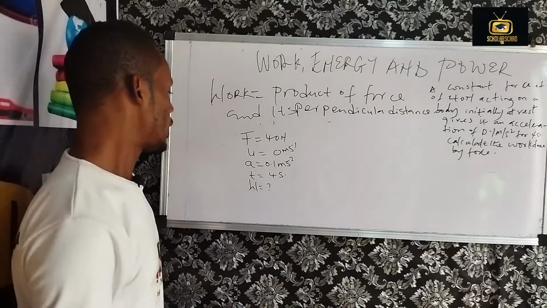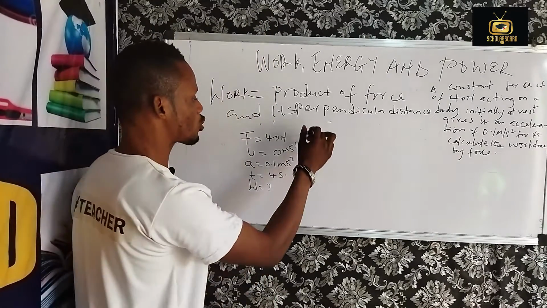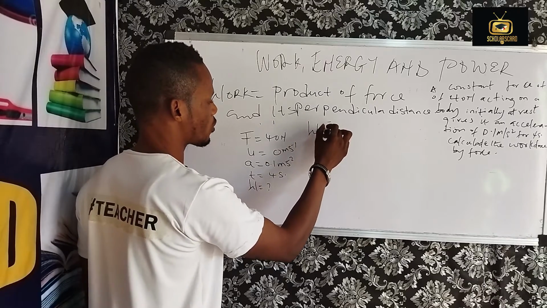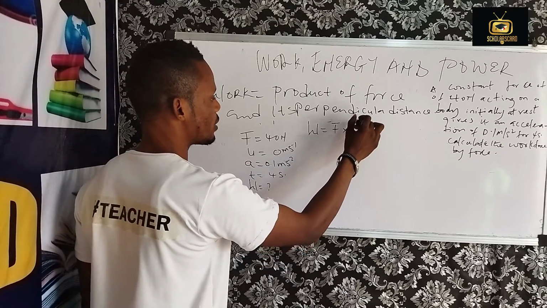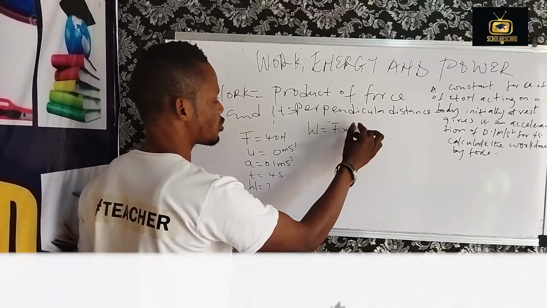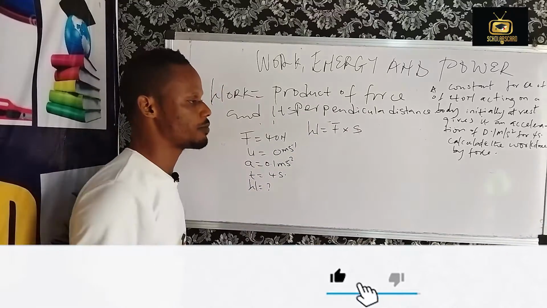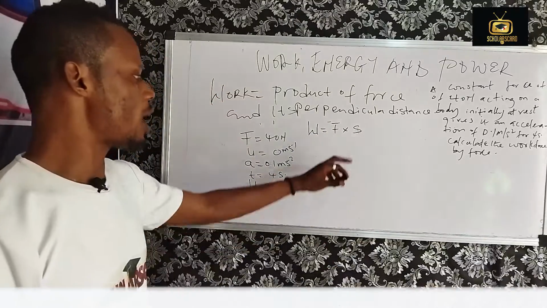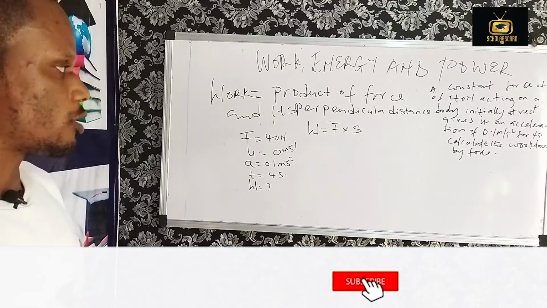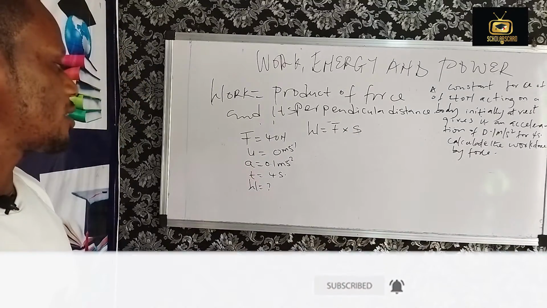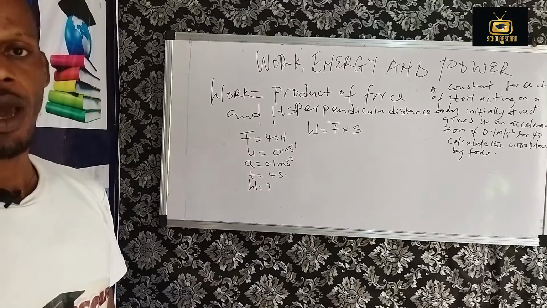Now, we can apply the formula. We say work done equals force times distance. Let me use s to represent distance. Force times distance here. But when you look at it, we don't have distance. Are you getting it? So we must look for a solution to find distance based on the parameters given to us here. Are you with me?